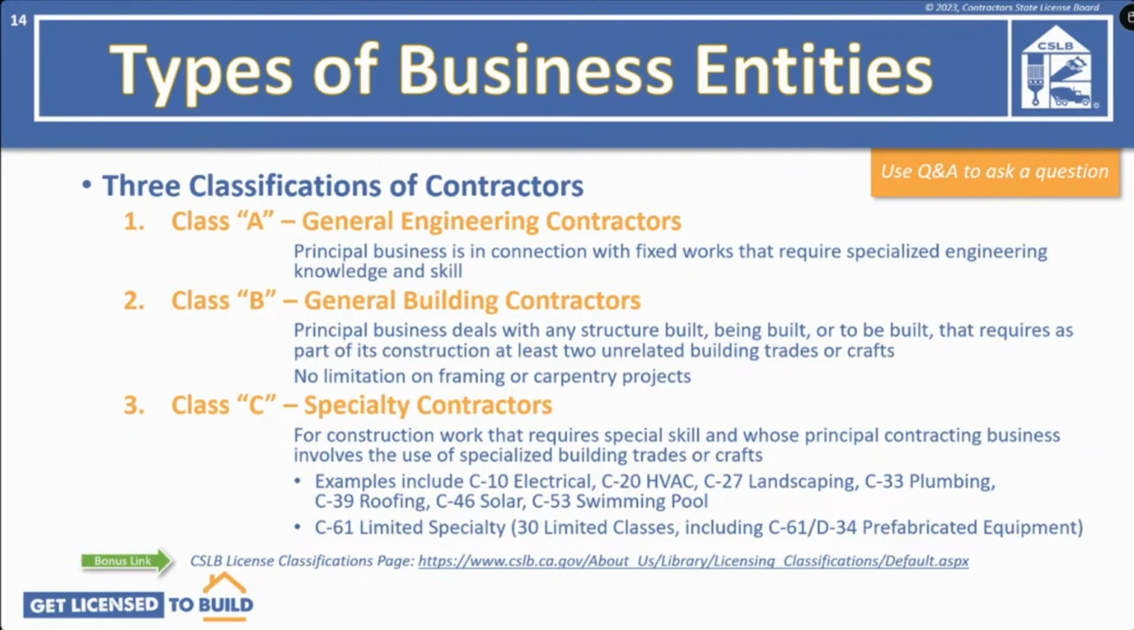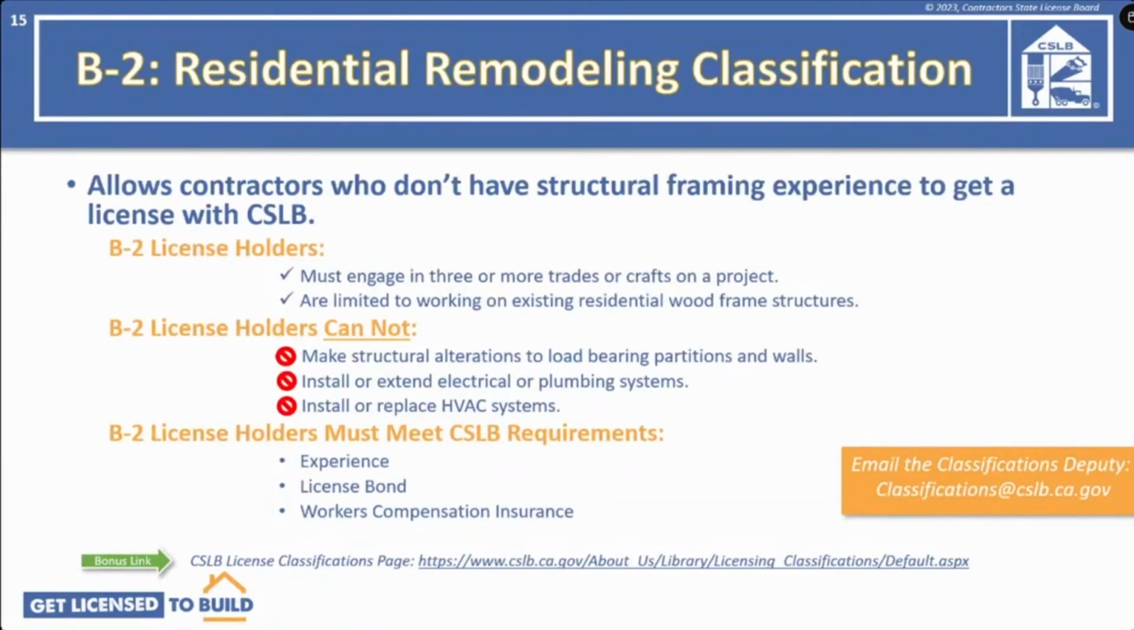CSLB's newest licensing classification is called the B2 Residential Remodeling Classification. The B2 allows contractors who don't have structural framing experience to get a license with CSLB. Here's what interested applicants need to know. A B2 license holder must engage in 3 or more trades or crafts on residential projects. B2 licensees also are limited to work on existing residential wood frame structures.